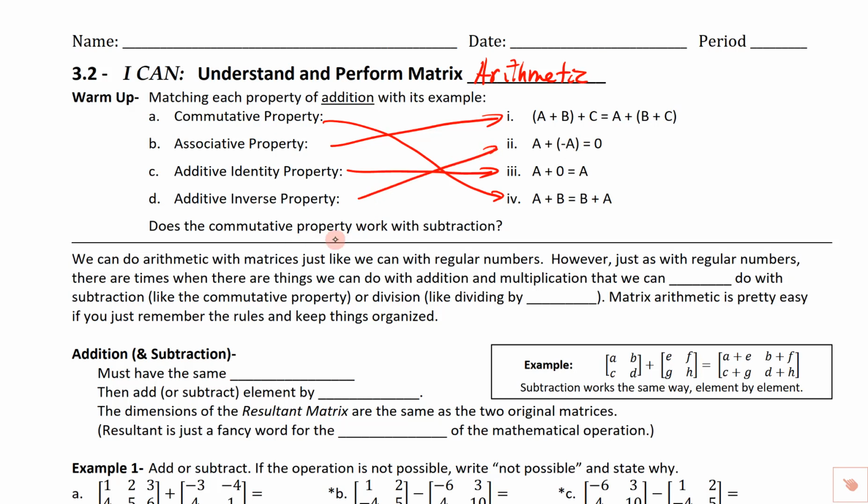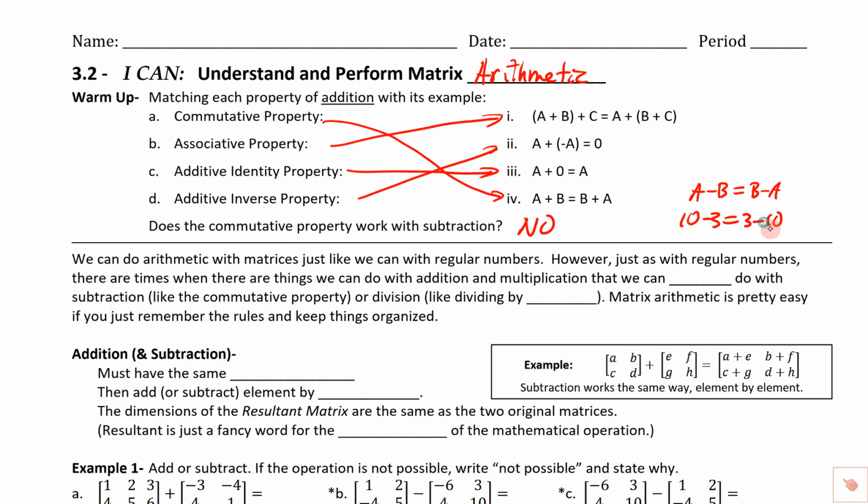Now, does the commutative property work with subtraction? In other words, if I had A minus B, would that be the same as B minus A? And the answer to that is no. You can come up with a numeric example really quickly. If we did 10 minus 3, would that be the same as 3 minus 10? Here we'd get a 7, and here we'd get a negative 7. So it does not work with that.